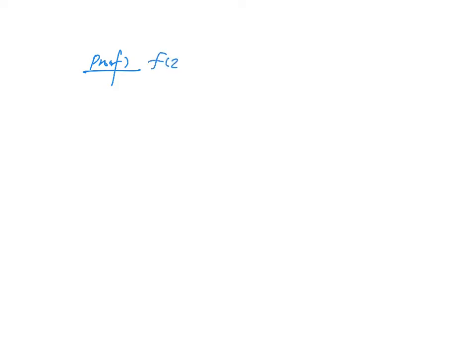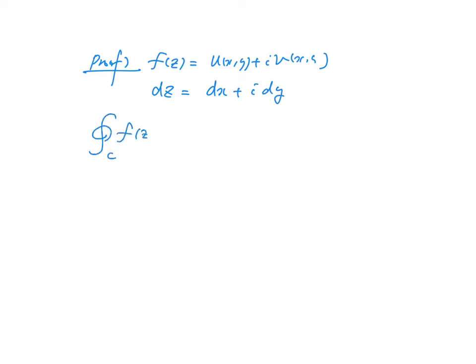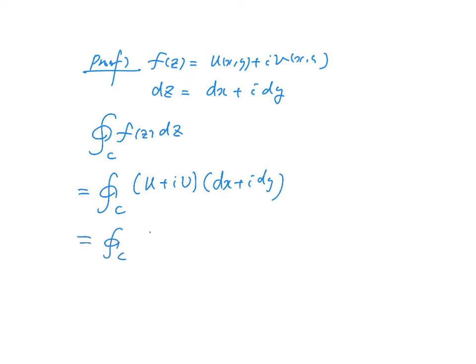So we say f(z) = u(x,y) + i v(x,y), then dz is dx + i dy, right? So the closed integral of f(z) dz means the integral of (u + iv)(dx + i dy), which is u dx + i v dx + i u dy - v dy.